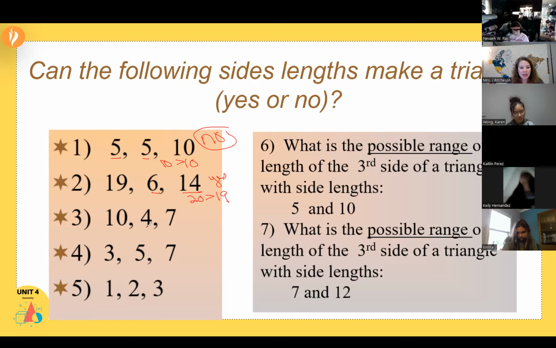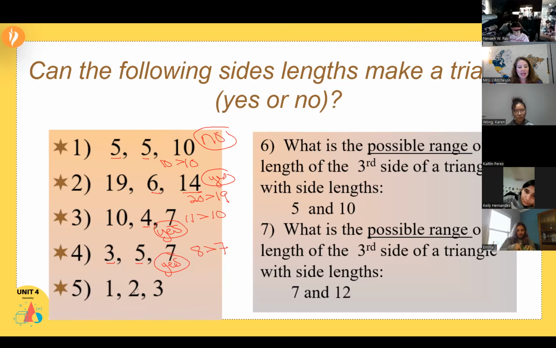Okay. Number 3, our 2 shortest sides is 7 and 4. So 7 plus 4 is 11. 11 is greater than 10. So the answer is yes. So 1 no, 2 yes, 3 yes. Number 4, 3 plus 5 is 8. 8 is greater than 7. So the answer is yes.